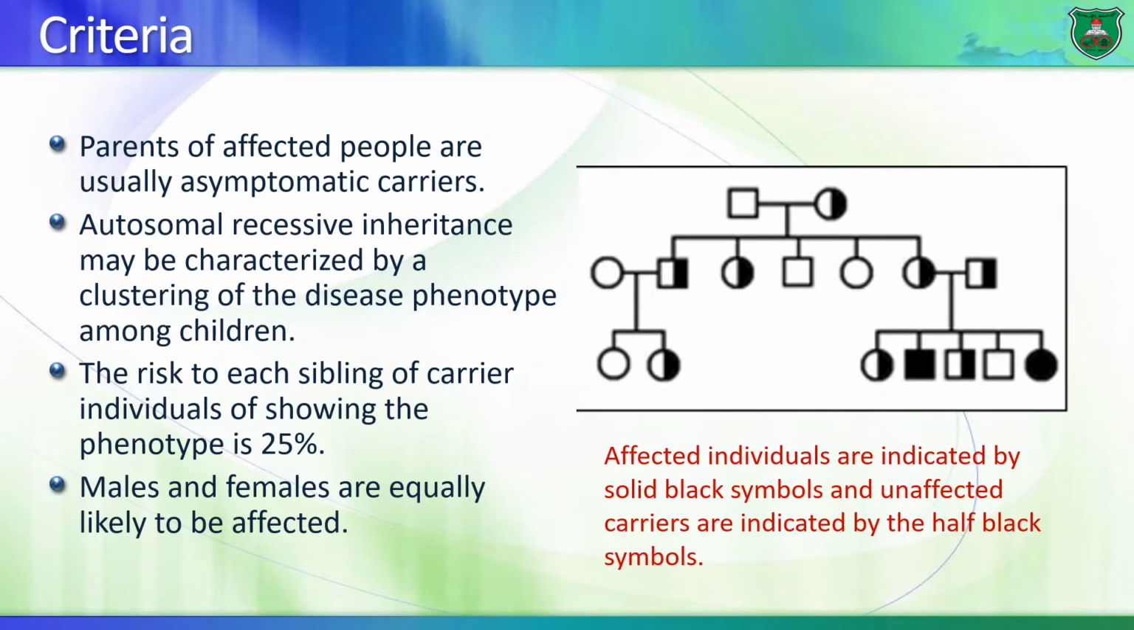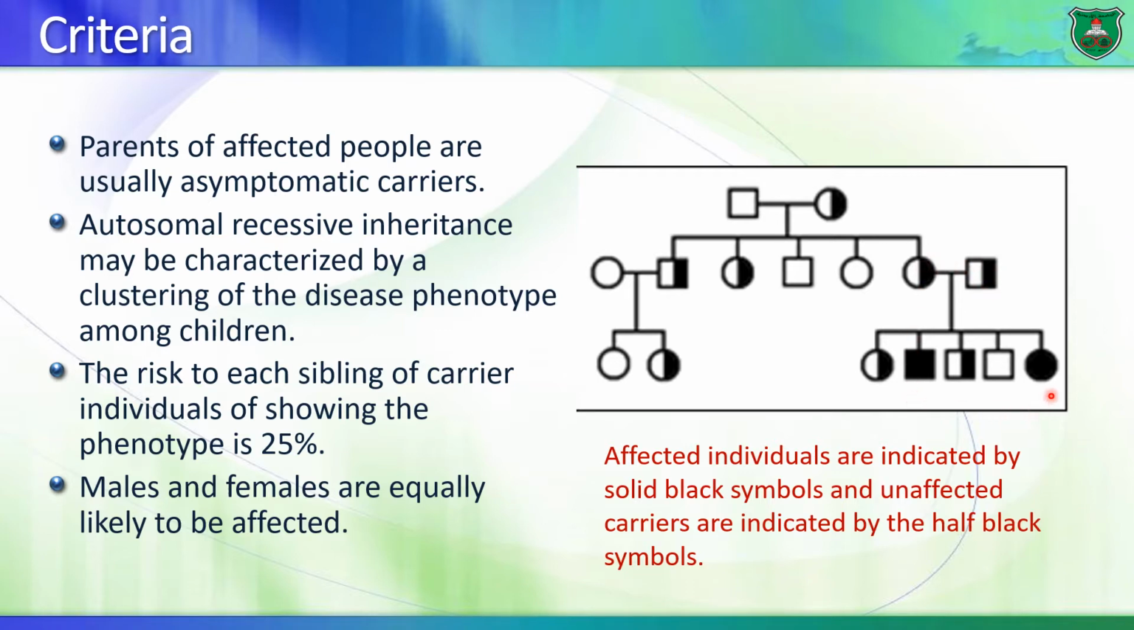Now, there are certain criteria that indicate that a disorder or a phenotype is autosomal recessive. One of them is that parents of affected people are usually asymptomatic carriers. So these two individuals, for example, this female is a carrier, you see that the circle is half filled, and this male is normal. Now they have these children. Notice that all of them are asymptomatic, and then all of a sudden you have in a family two people who are married to each other, and both of them are carriers.